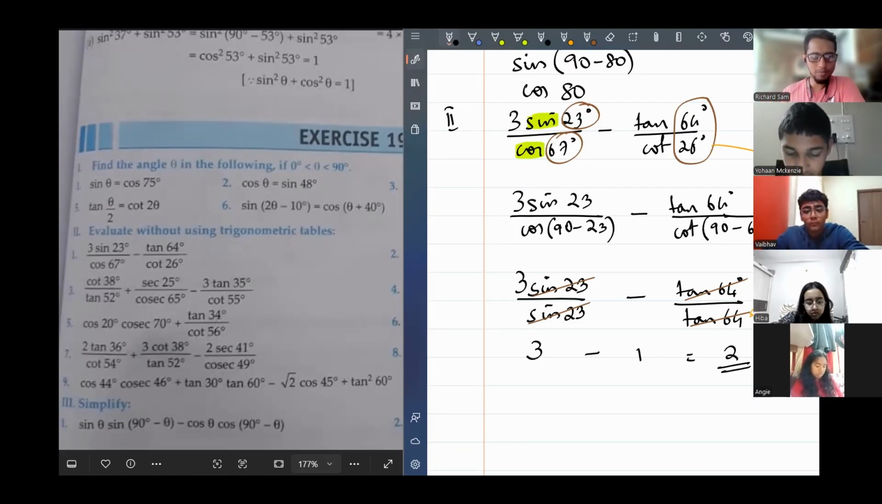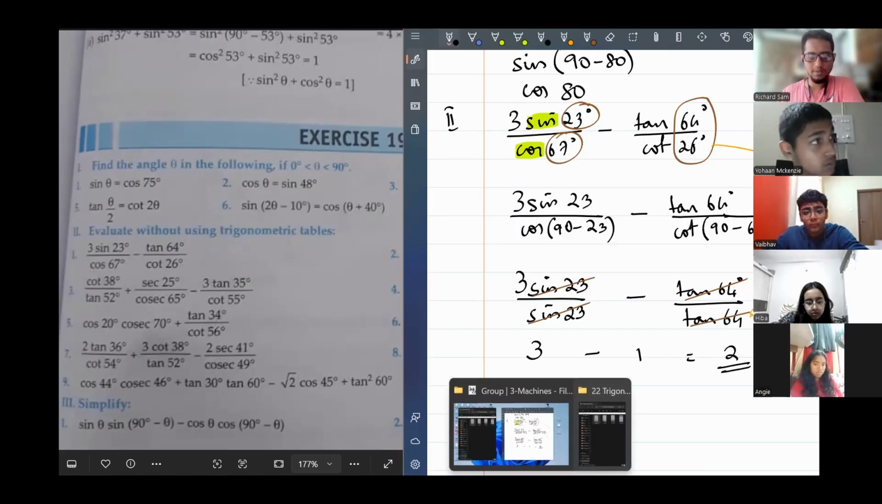Let me find a little more simpler question. Till then, you write down this one, solve this. I'll find another question.